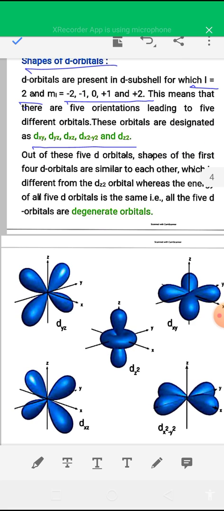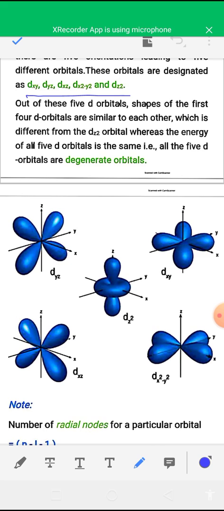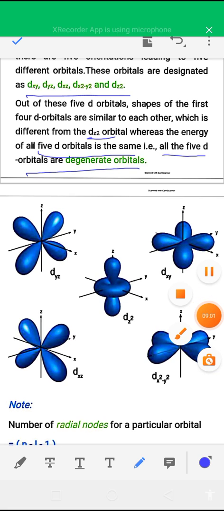Out of these 5 d orbitals, the shape of the first 4 d orbitals, that is dxy, dyz, dxz, dx square minus y square, are similar to each other, which is different from the dz square orbital. The energy of all the 5 d orbitals is the same. That's why all the 5 d orbitals are called degenerate orbitals.